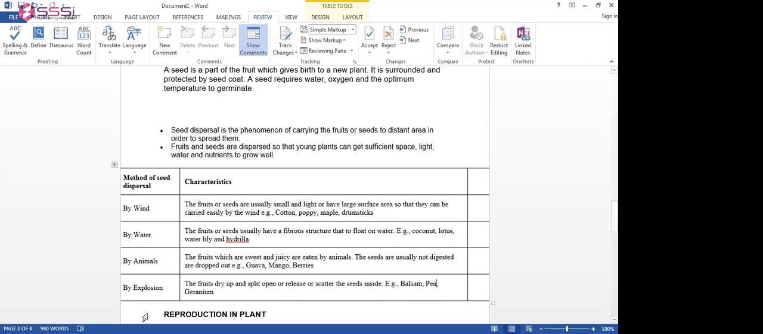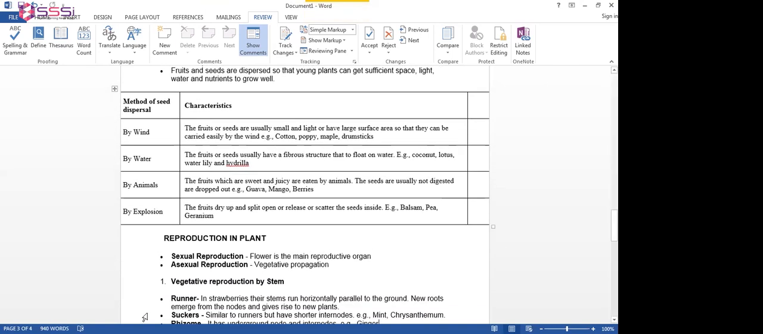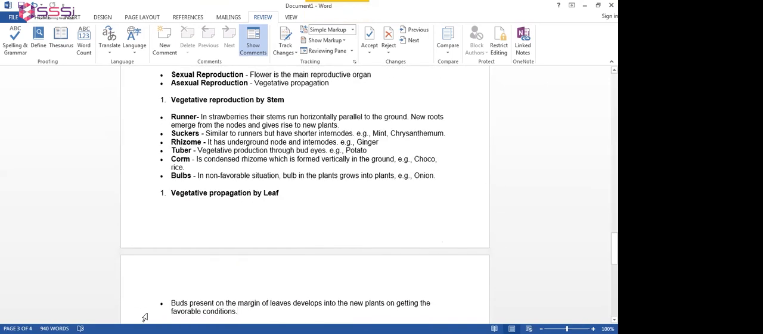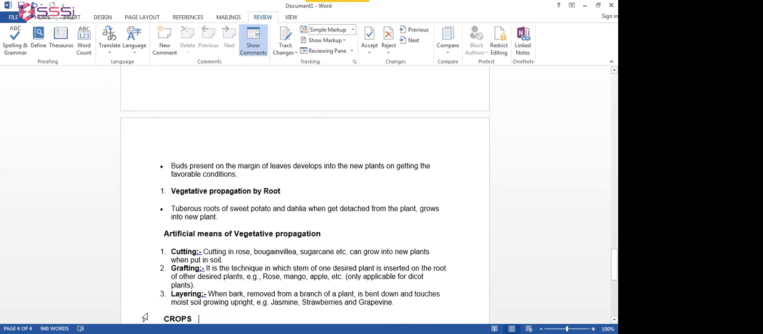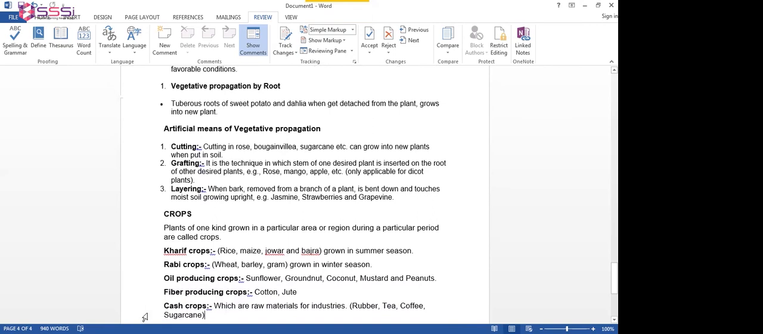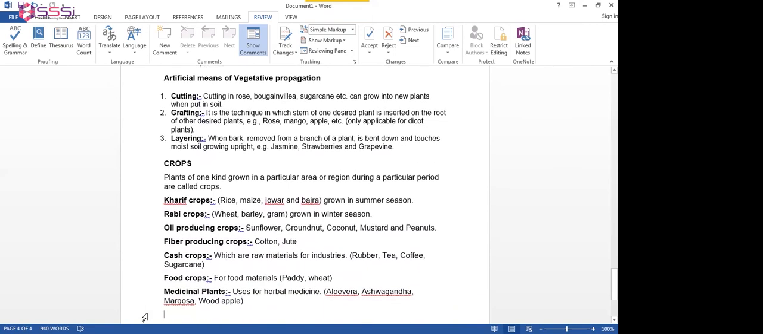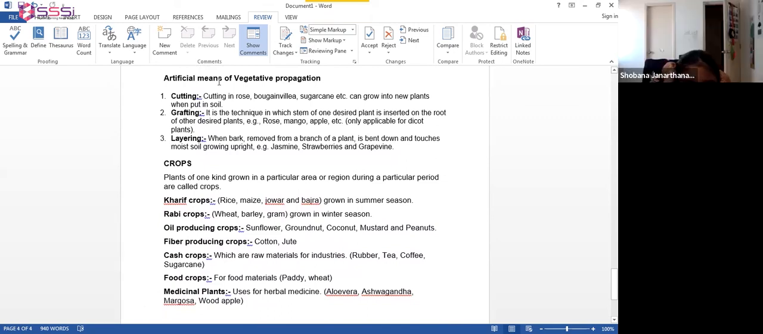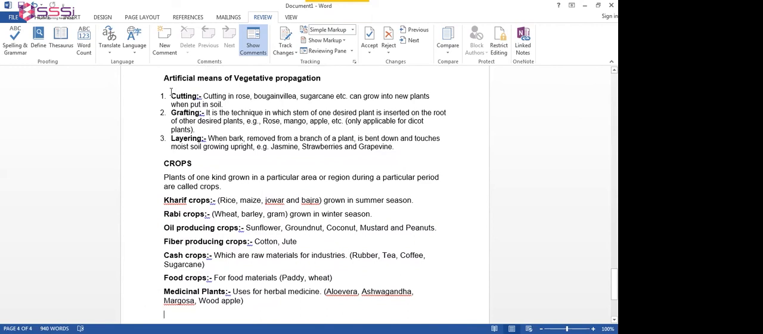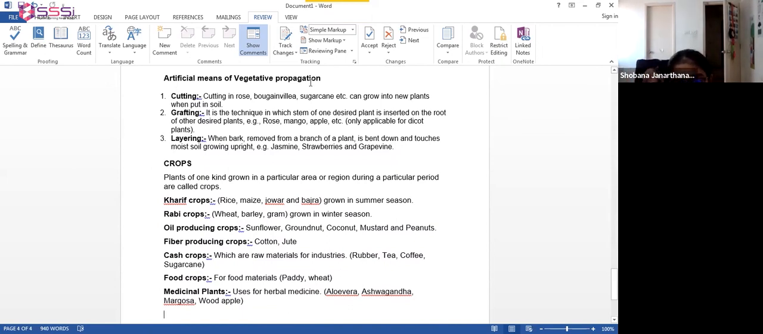Okay, so next part is reproduction. Reproduction in plants, we have studied asexual and sexual reproduction, right? Yeah. Then I think we haven't studied the artificial means of vegetative propagation. No, ma'am. Yes. So first is how artificially we can propagate a new plant. So ma'am, first, what is propagation?